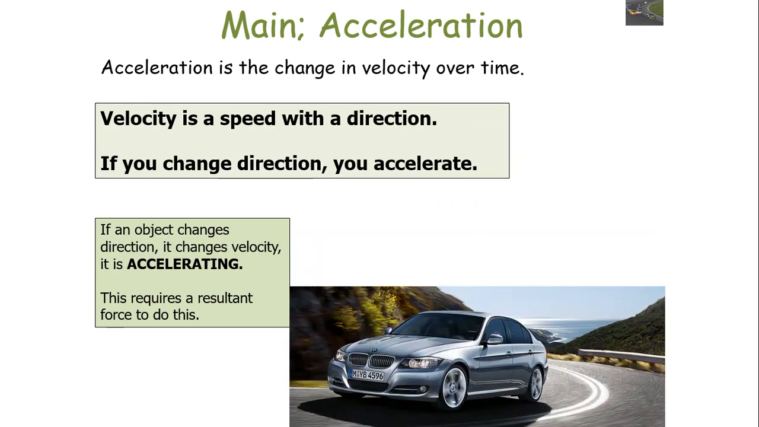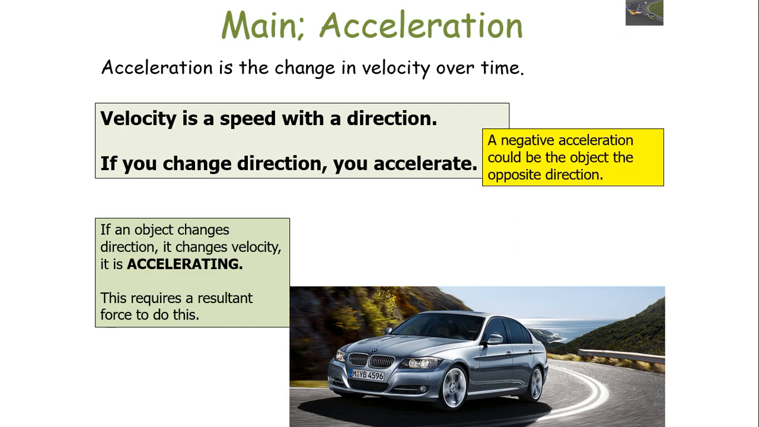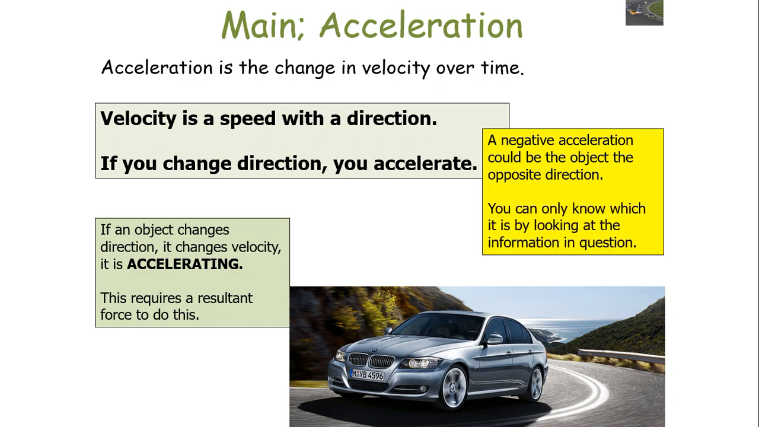Acceleration, though, can also occur if you change direction, because velocity is a speed with a direction, so if you change direction, you change velocity, so you accelerate. Once again, this requires a resultant force, because all accelerations require a resultant force. In this context, a negative acceleration could be the object moving in the opposite direction. So if you ever get a negative value for acceleration, it could mean the object is slowing down, or it could mean the object is moving in the opposite direction. You would have to investigate further. You can only know this by looking at the information in the question.